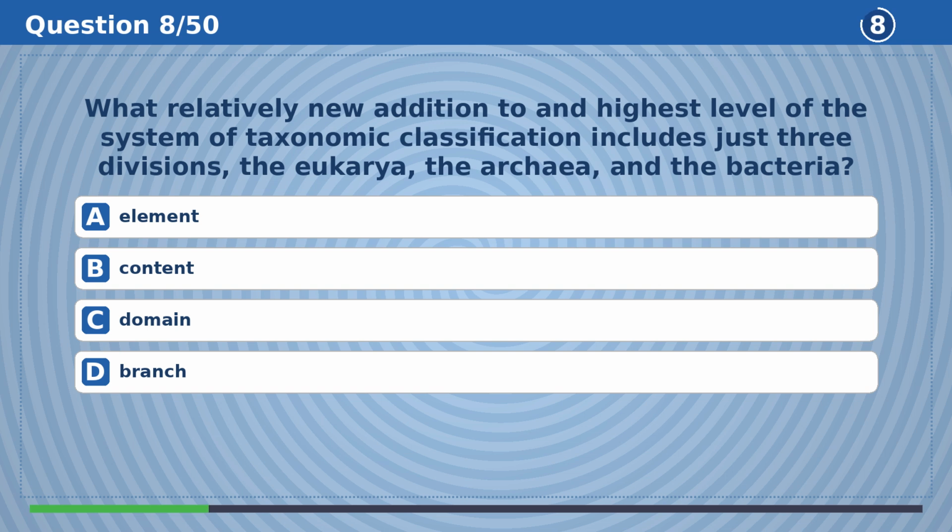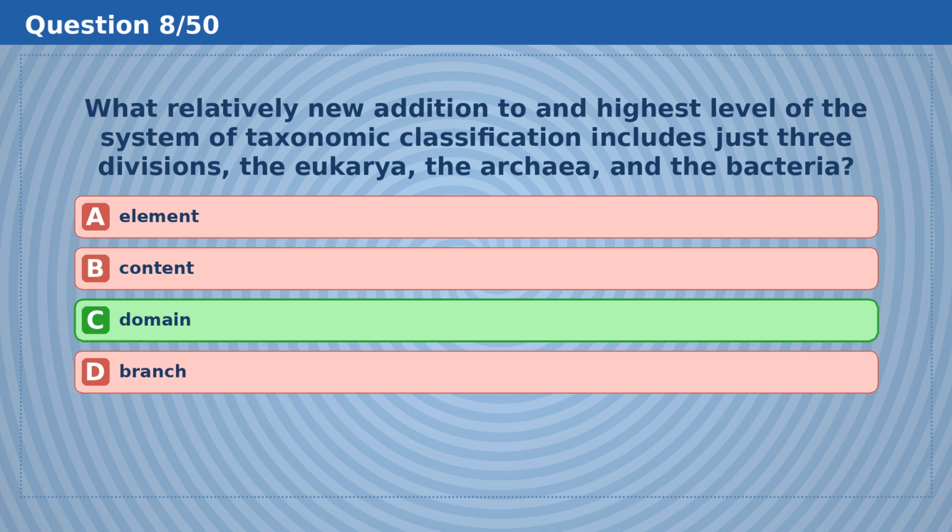What relatively new addition to and highest level of the system of taxonomic classification includes just 3 divisions, the Eukarya, the Archaea, and the bacteria? The answer is C, domain.